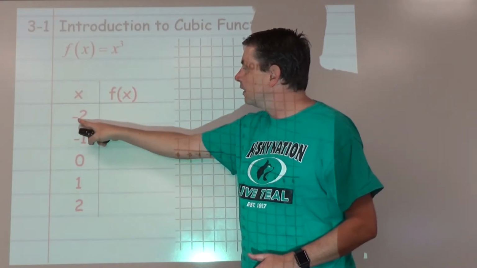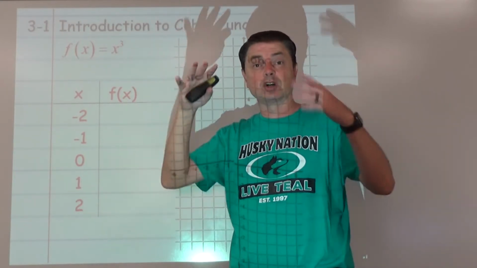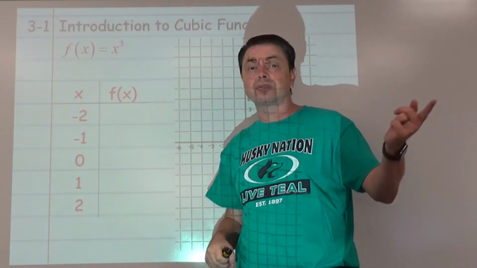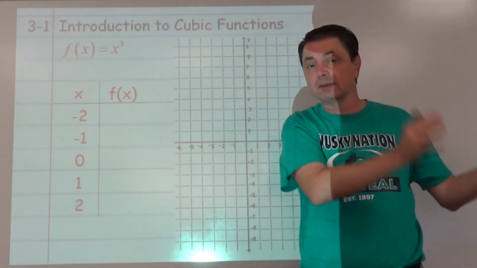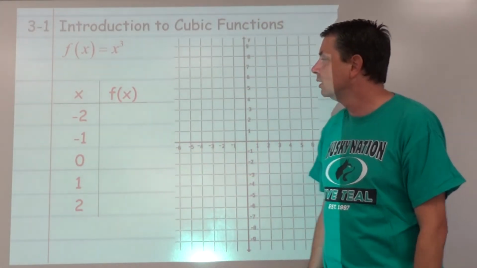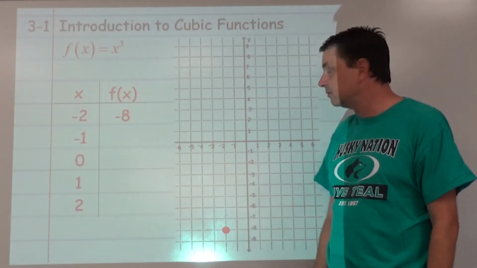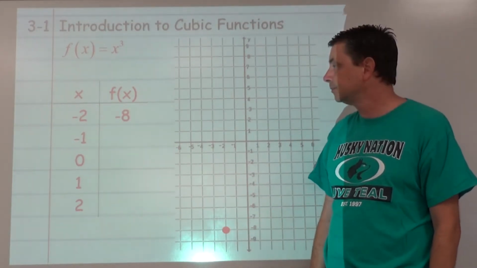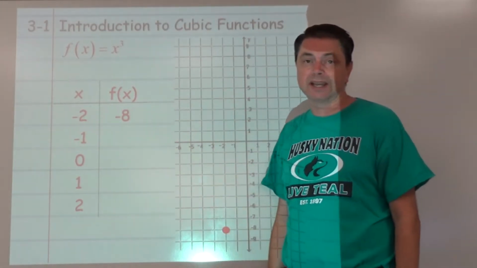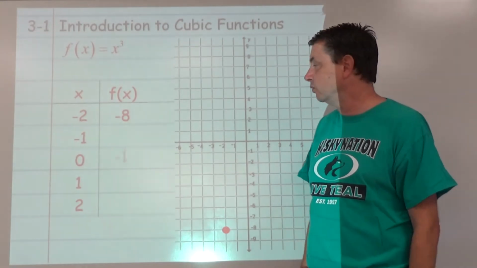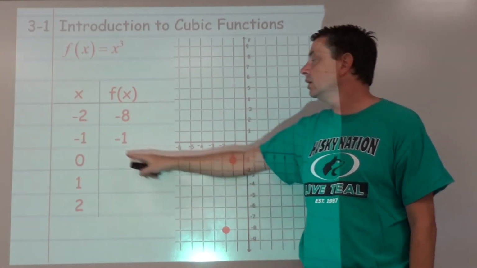So f of -2, think of it in terms of inside parentheses, to the third power, meaning -2 times -2 times another -2, we would get -8. So we have a point at -2, comma -8. -1 to the third power, -1 times -1 times -1 is -1. So left one, down one.